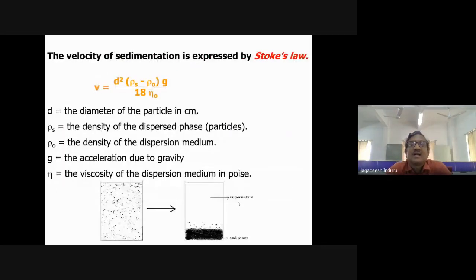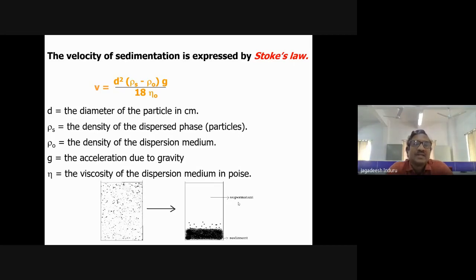For that purpose, we have a principle called Stokes law. Stokes law is already known to you. We need to memorize it. It is linked to the velocity of settling and sediment formation. So this is the formula: the rate of sedimentation is d squared, within brackets the density of the solid minus the density of the solvent, multiplied by g, the acceleration due to gravity. The whole term is divided by 18 times eta, that is viscosity.